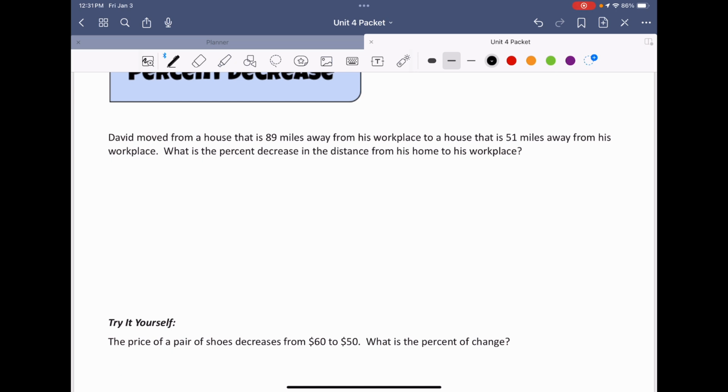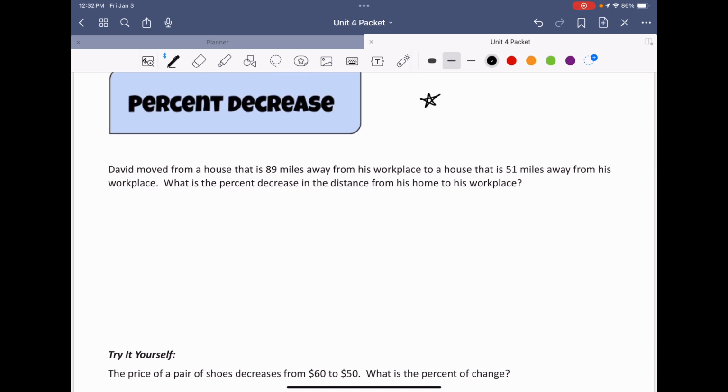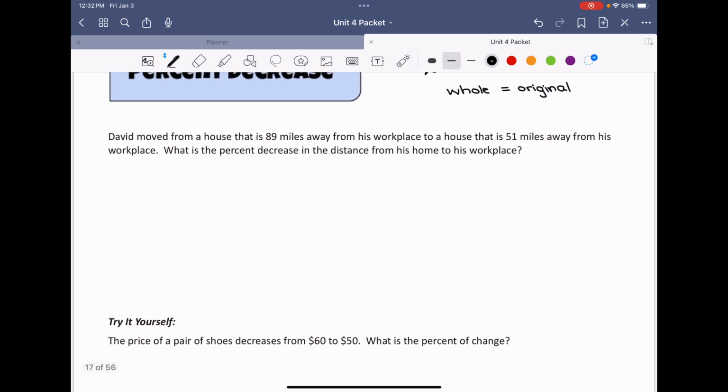All right, so remember, we'll just put a little note at the top. Part equals the new amount, and whole equals the original amount. So he started with a house that was 89 miles away. That's going to be the whole. And now he's only 51 miles away. That's the new amount, so that's the part. We want percent decrease. So let's write our formula.